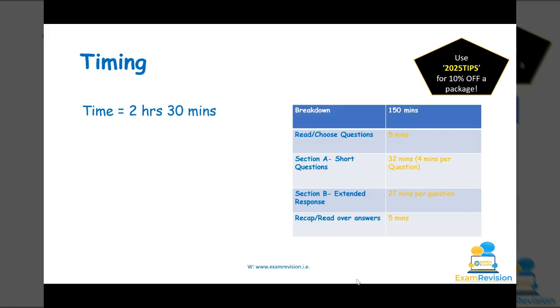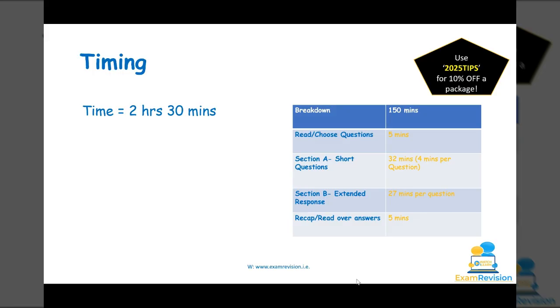Don't rush into just doing the first part of the question because you know it, and then maybe you're not able to do part C, for example. So timing wise, that gives you about 32 minutes for your short questions. That's roughly 4 minutes per question if you're doing 8. You're getting then 27 minutes for each long question in Section B, and that's giving you 5 minutes at the end then to recap.